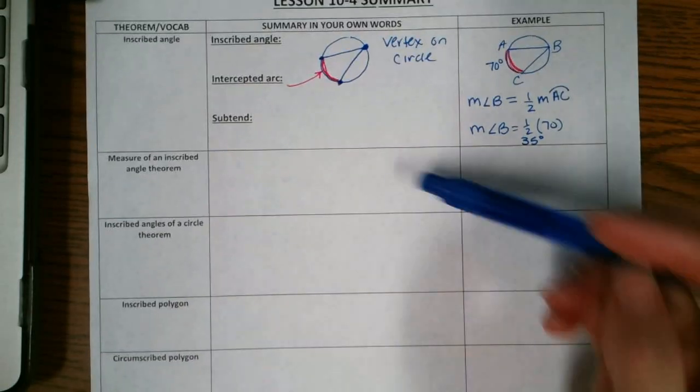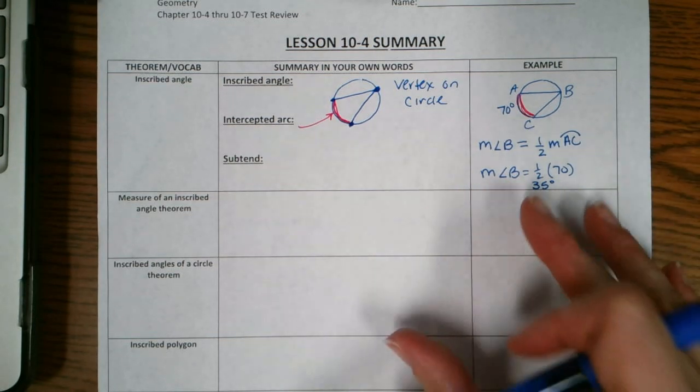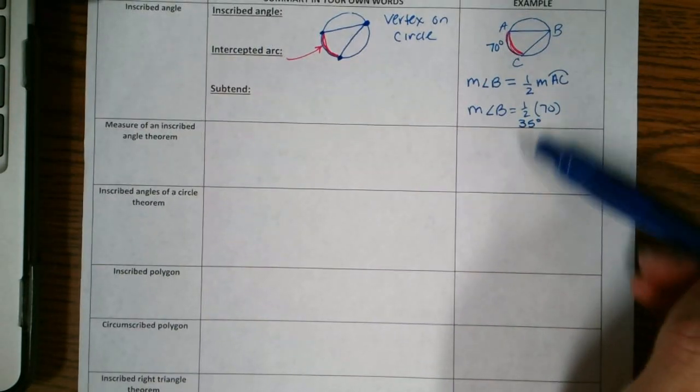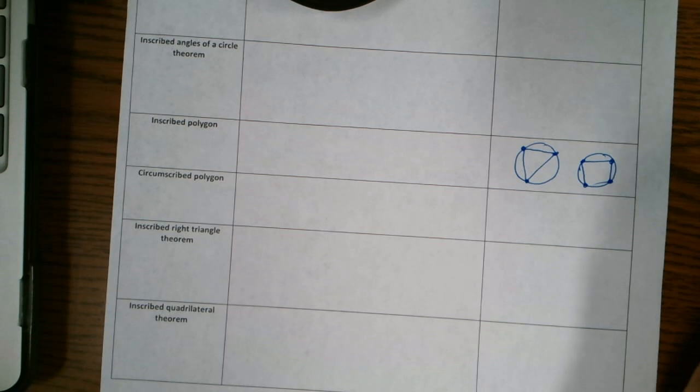Alright, we're going to go down like inscribed angle theorem, inscribed angles of a circle theorem. This all goes together, so we're not drawing more examples here. What is an inscribed polygon and what is a circumscribed polygon? An inscribed polygon just means that the polygon has vertices that are all on the circle. Okay, all the vertices are on the circle.